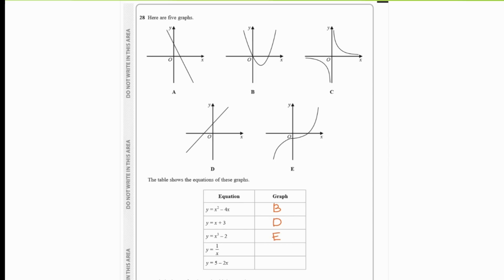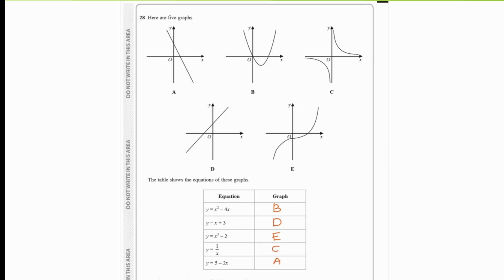The fourth equation is y is equal to 1 over x, which is a reciprocal equation, and the reciprocal graph amongst these is only C, so for this one we would put C. The final equation is y is equal to 5 minus 2x, and the gradient is minus 2, meaning this has a negative gradient, and therefore the equation matching this graph would be A.